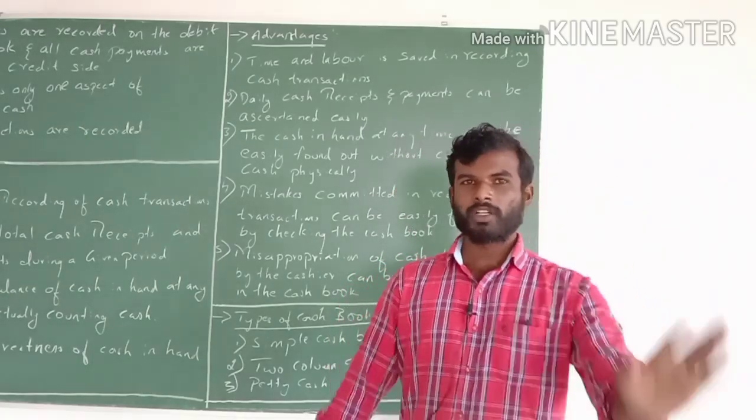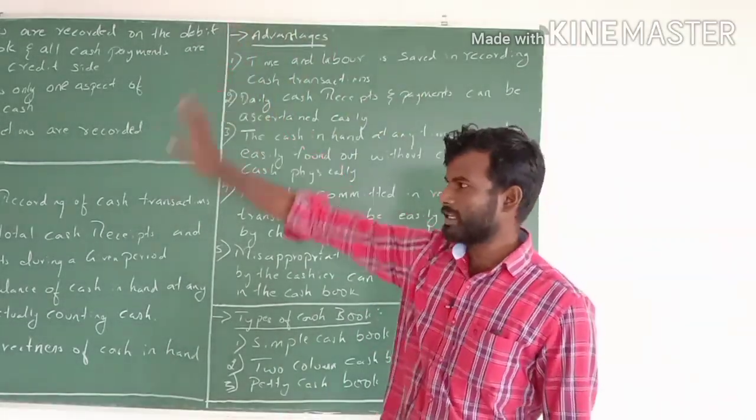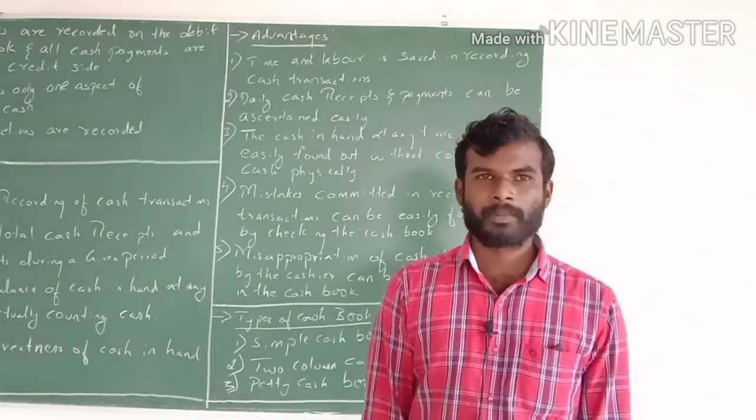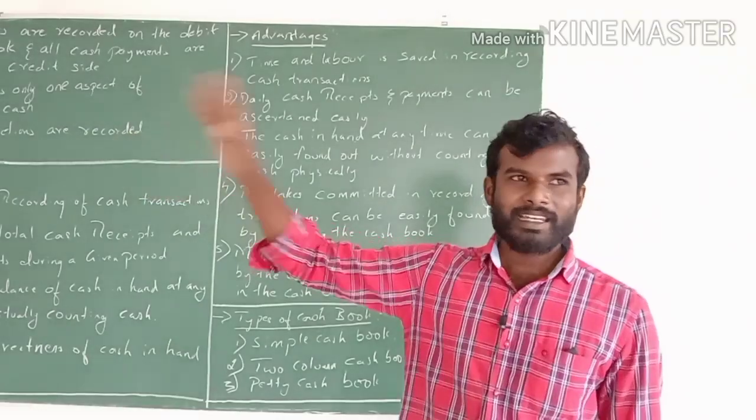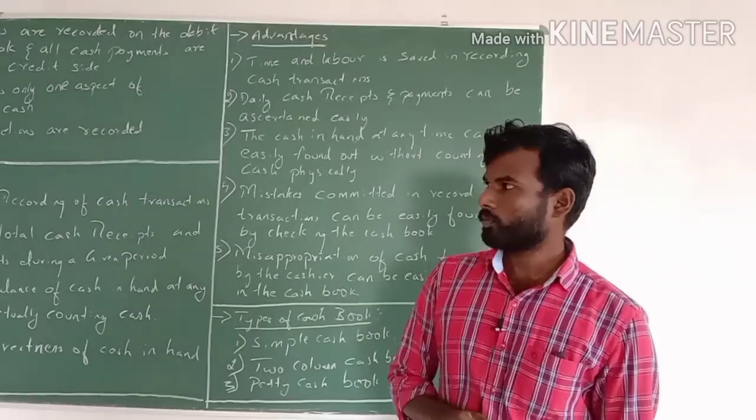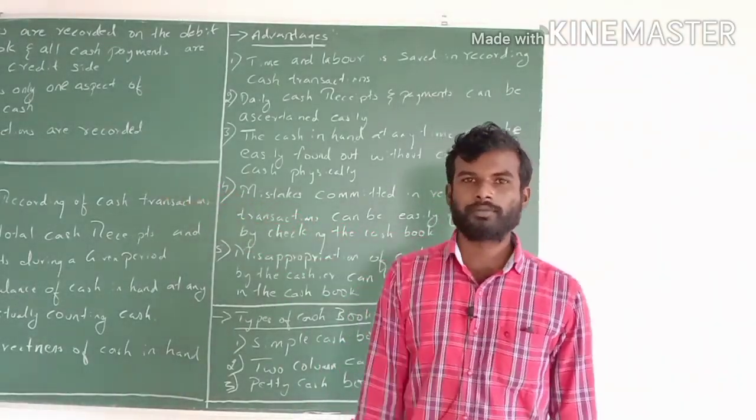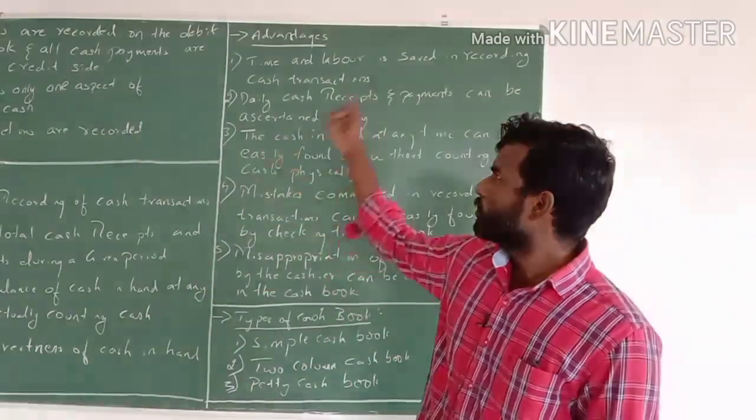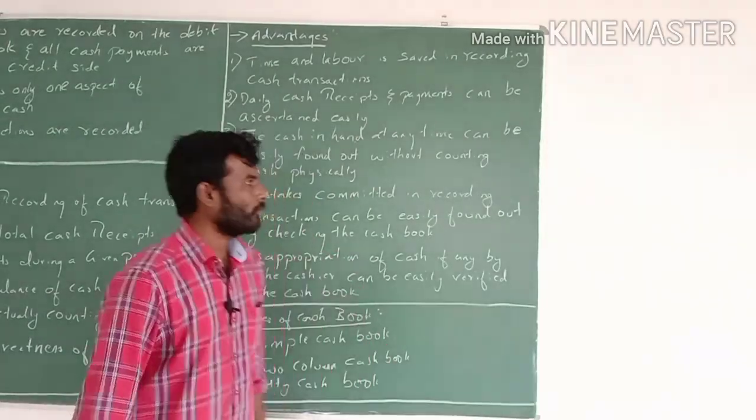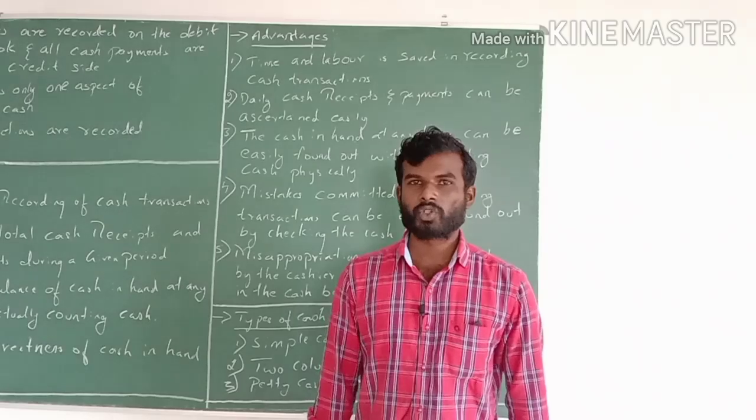Today's homework: here, the cash book is given. The first question: give the meaning of cash book. The second: write any 2 features of the cash book. The third question: write any 2 objectives of cash book. The fourth question: write any 2 advantages of cash book.